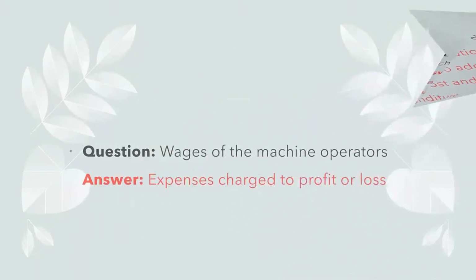K. Wages of the machine operators. Answer. Expenses charged to profit or loss. Explanation. Why? The wages paid to machine operators are day-to-day operational costs. These wages are not related to the purchase, improvement, or setup of the machinery itself. They are considered short-term expenses incurred to operate the machinery during the current year, and they are deducted from income in the profit or loss statement.